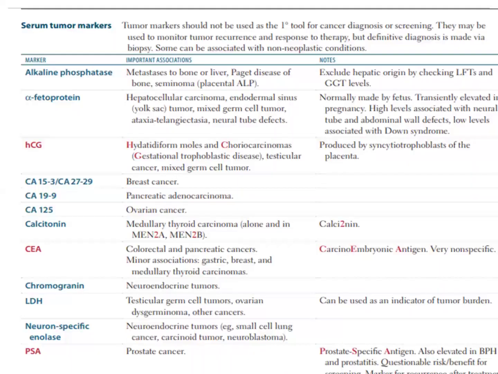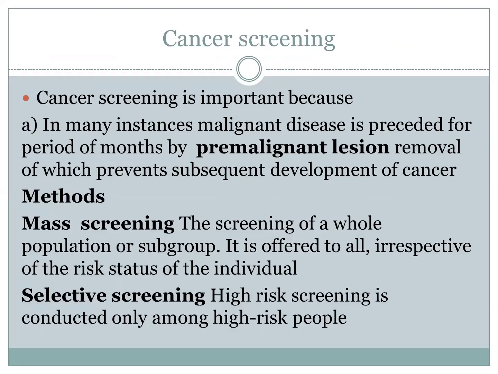Okay, so there are certain tumor markers for screening which include alkaline phosphatase, alpha fetoprotein, which is used for hepatocellular carcinoma, and CEA, which is used for colorectal and pancreatic cancer. So why is cancer screening important? It is important because in many instances, malignant disease is preceded for months by a pre-malignant lesion, removal of which prevents subsequent development of cancer. The methods include mass screening and selective screening.